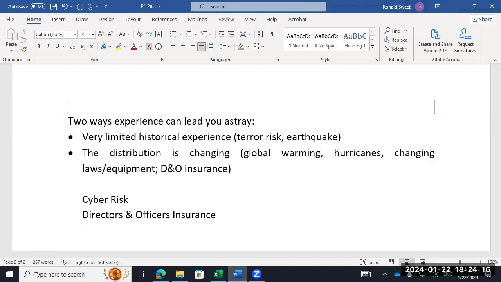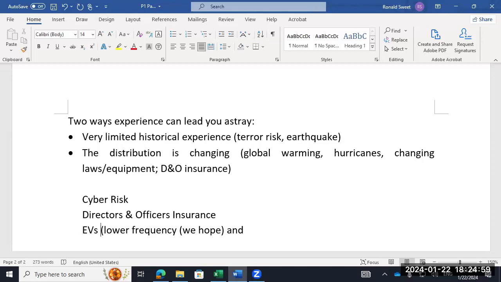Think of others. What about this? Are electric vehicles going to be different? So what do we know about electric vehicles? Lower frequency, we hope. But what about severity? Maybe higher? Why is frequency lower? Well, because there are fewer mechanical parts to replace.